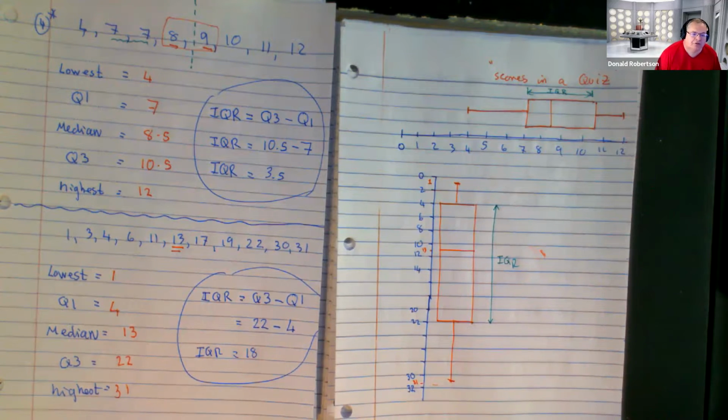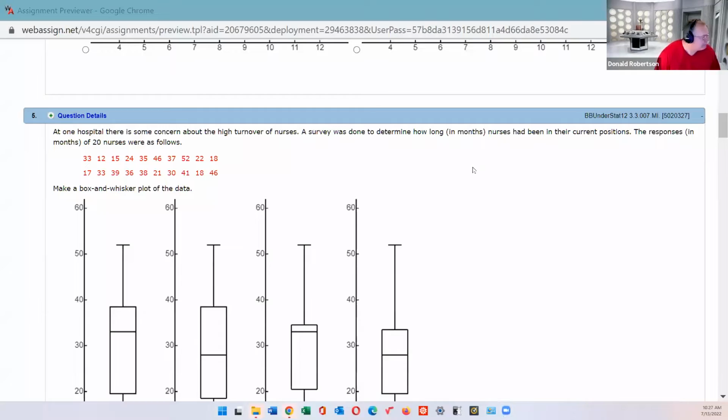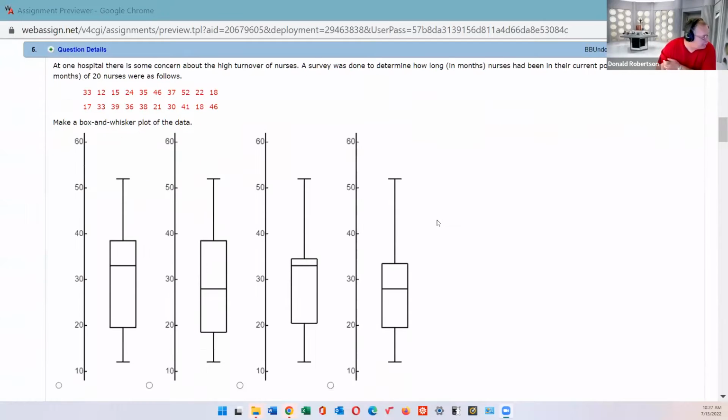Good. Right, let's show you some of those things and what they look like in the homework. So you should be looking at question 5 right now. Agreed? Right. Now, this data set here only has 20 numbers in it. But I think once you get into anything bigger than 10, won't you use the TI for it? Now, you're being asked to make a box and whiskers, and it ends up being one of these 4 guys.